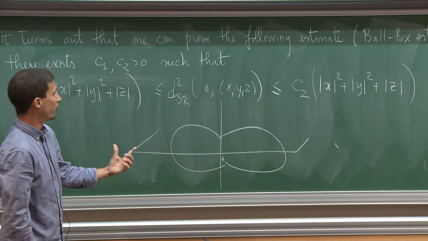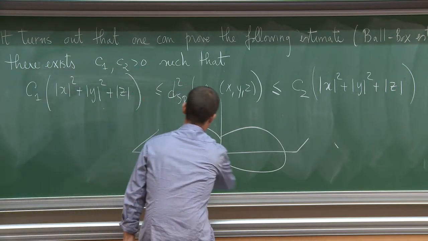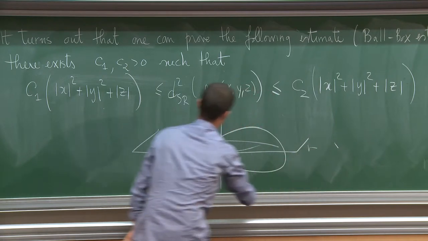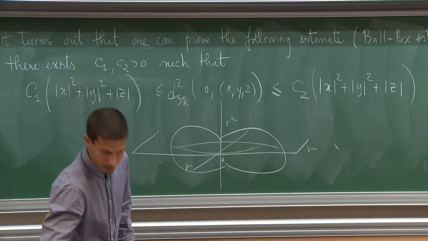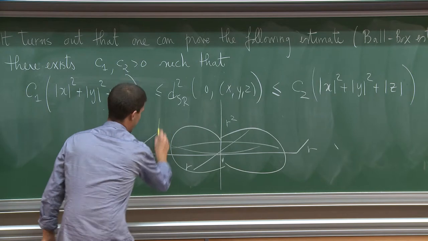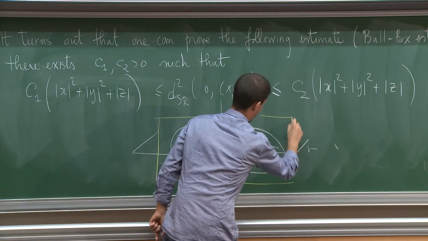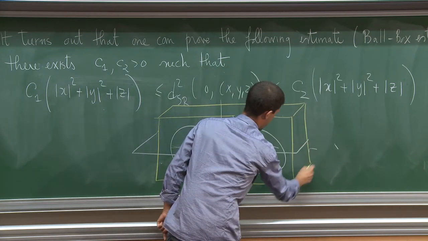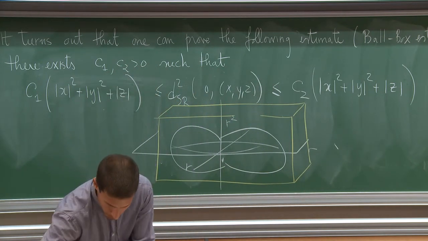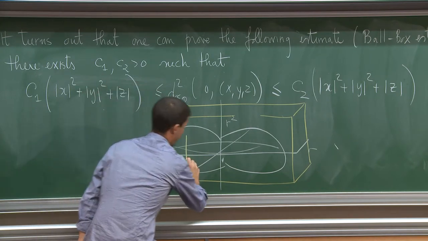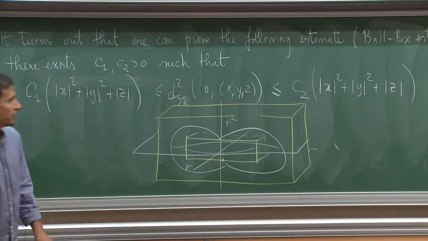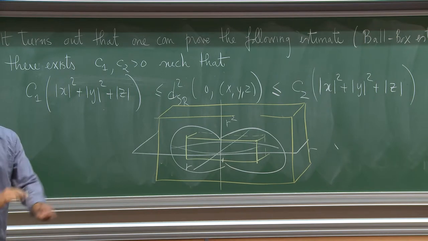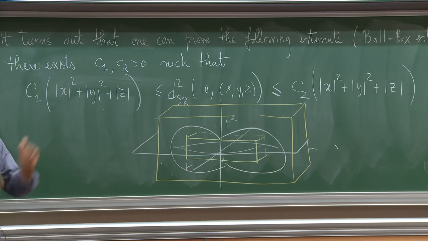So if you take a ball of size R, along the horizontal direction you will have something that has size R, and on the vertical one has a size R squared. So the idea is that you can put outside and inside two boxes which have size R squared multiplied by some constant. Okay? The idea is that there is this relation between the different scales.